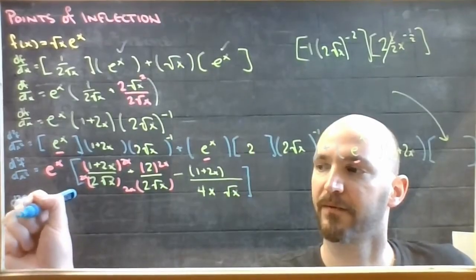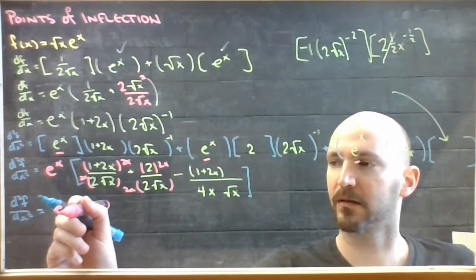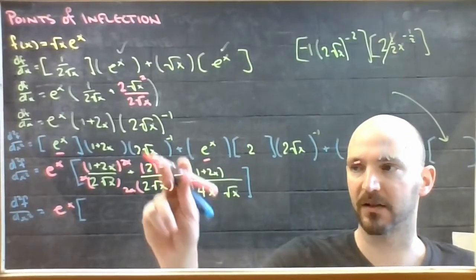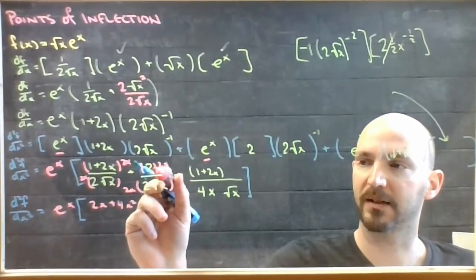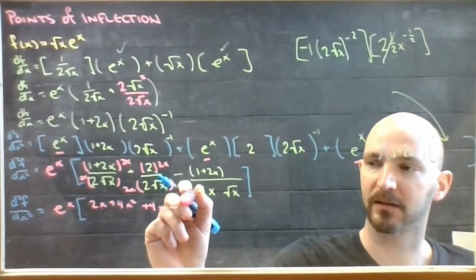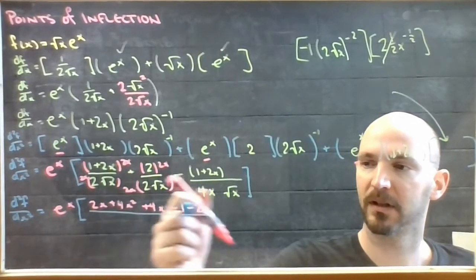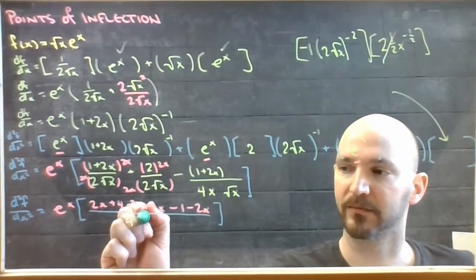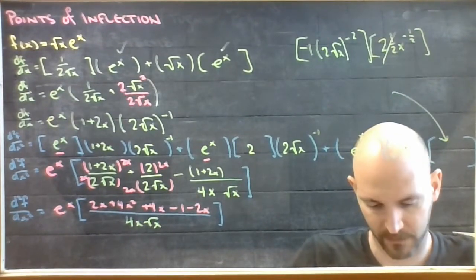So that will give me second derivative of f by x is this e to the x out front, and then this monster fraction, 2x times 1 plus 2x would be 2x plus 4x squared. 2x times 2 is another 4x, negative 1, negative 2x. All over top of this common denominator that I have established of 4x root x. Okay, so that can be cleaned up a little more.